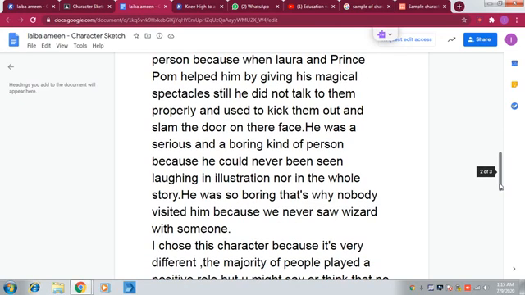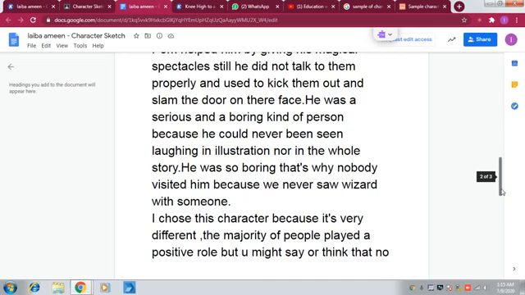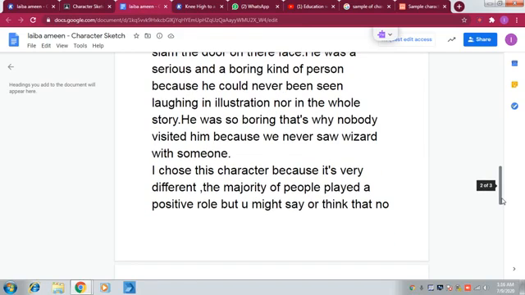He was a serious and boring kind of person, because in the illustrations and in the whole story, he was so boring. I'm proving it: the reason was that nobody visited him, because we never saw the wizard with someone or someone with the wizard.